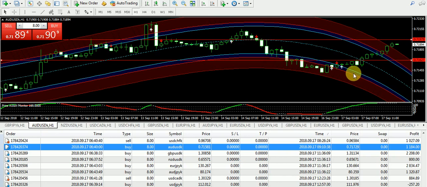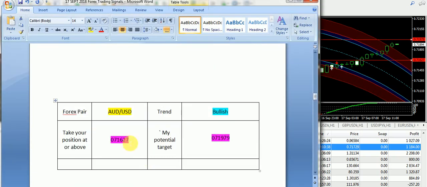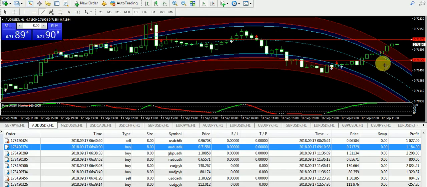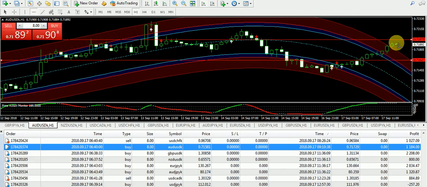Now let's talk about AUD USD. A very easy signal from my side. I have supplied the clear bullish trend in case of AUD USD. 0.71627 was the bullish entry and 0.7197 was the target price. And guys, you can see we have seen a strong upward trend right from the entry and the market has moved up and it has gone up to, let me draw the line here.